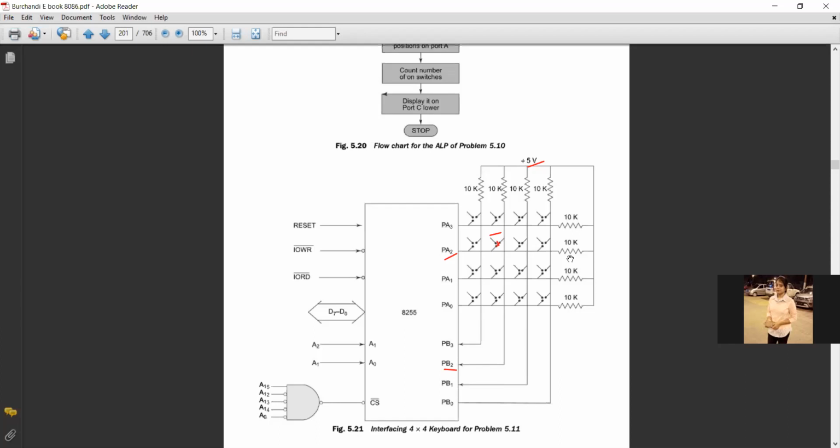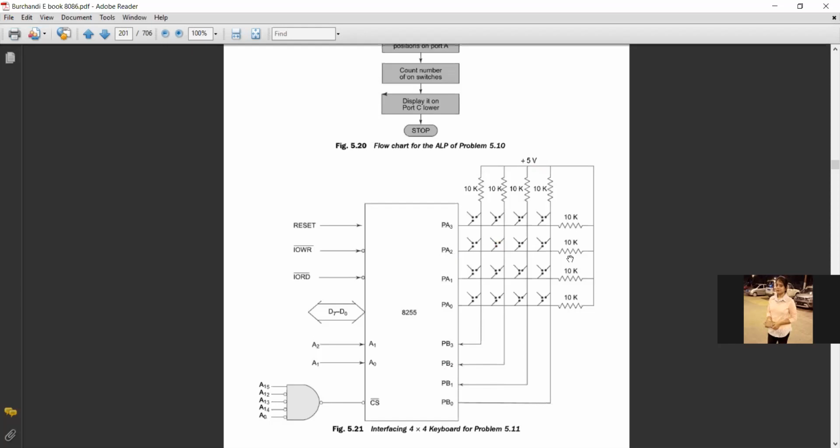Yes, sir. So there should be a table. With the help of this table, we can easily identify which switch is pressed now. Is it clear? Yes, sir. Is it clear? Yes, sir. So this is nothing but a keyboard.